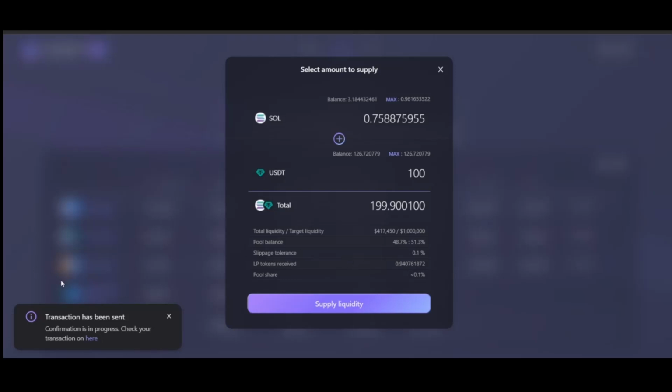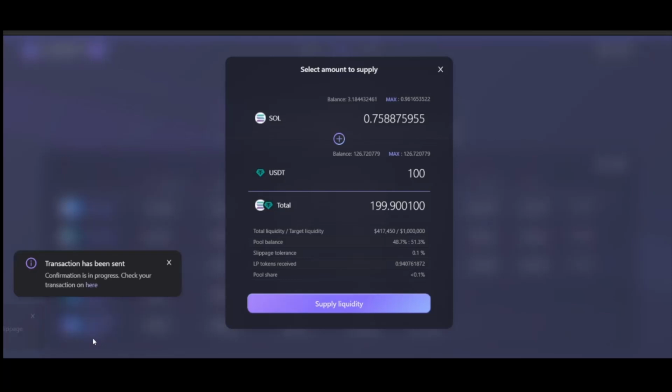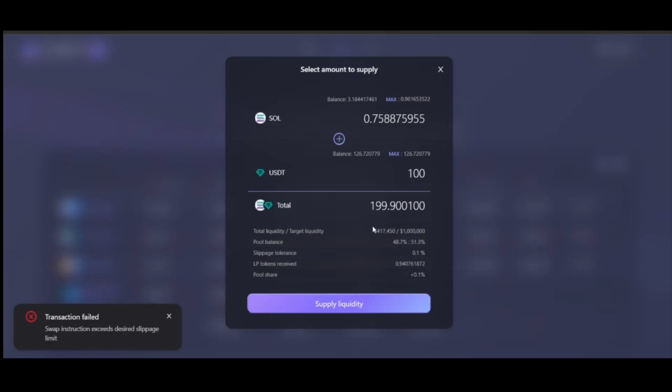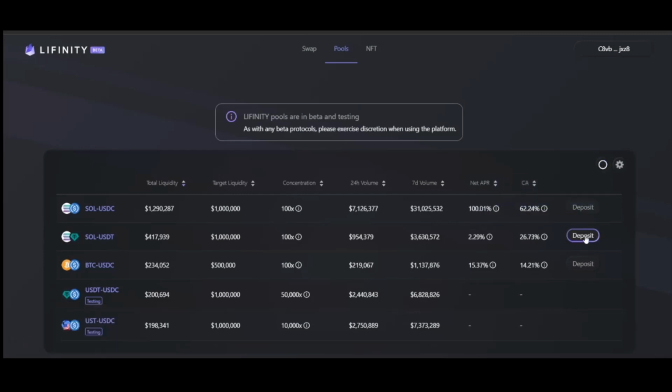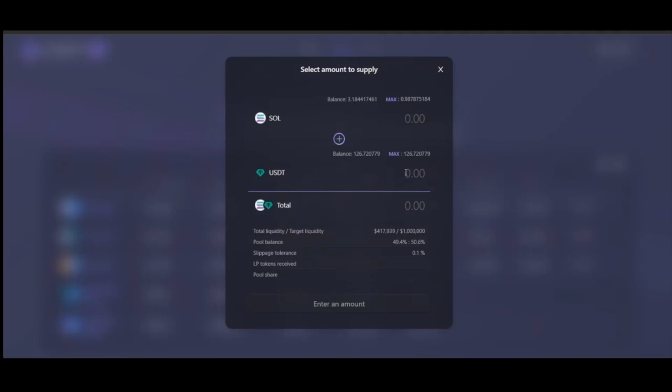And now the transaction has been sent and it's being processed. If you click here, it'll open your transaction in the Explorer that you chose earlier. Looks like my transaction has failed. The slippage limit has been reached. So that probably means that the pool balance changed while I was talking. If that happens, you just refresh the data, go back here, input 100 again, and then supply liquidity.